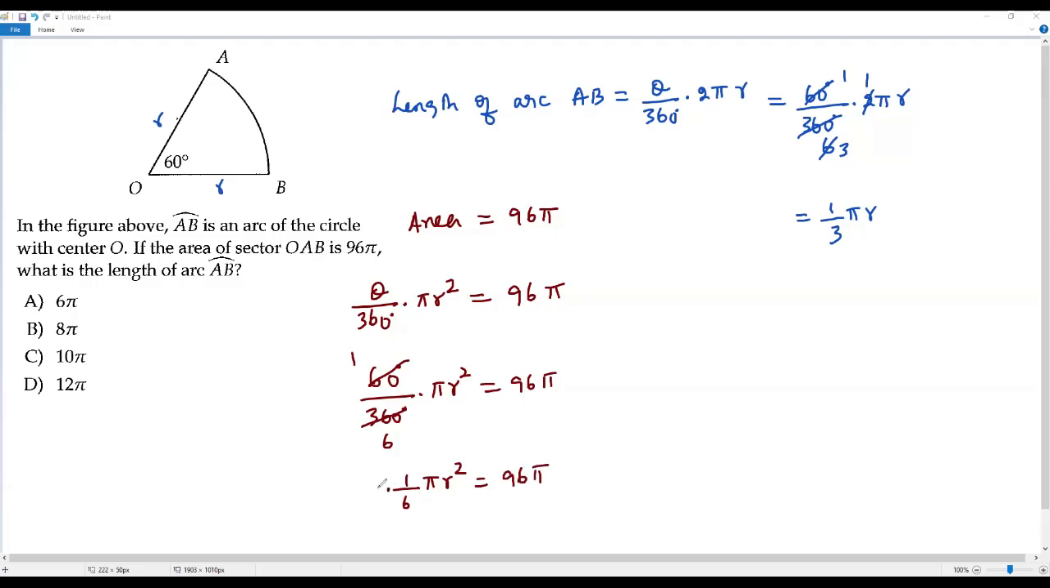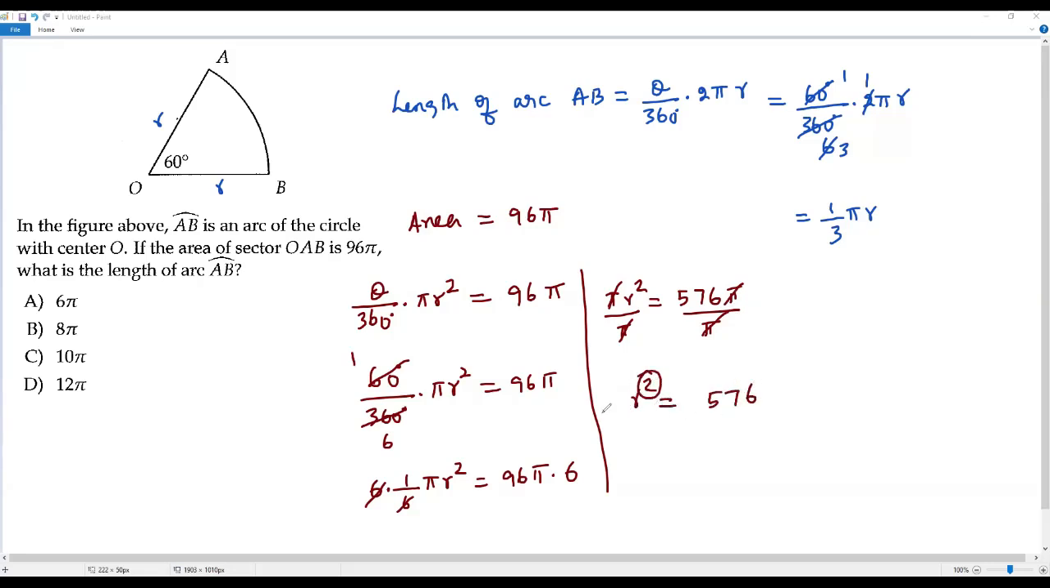Now I multiply both sides by 6 to cancel the denominator 6. Then I get pi r square equals, when I multiply 96 by 6, 576 pi. Now I divide both sides by pi, and the pi cancels out. I get r square equals 576. Now to get the value of r, I have to get rid of the square. For that, I have to take the square root on both sides.